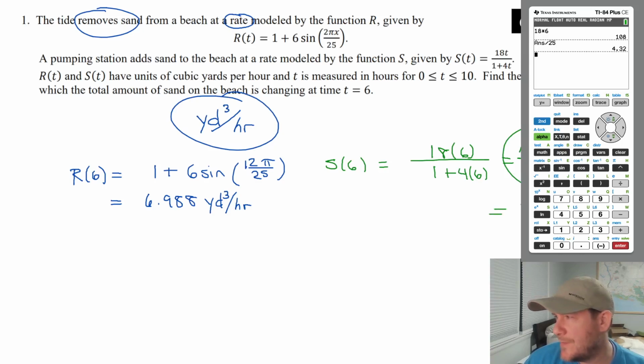This is the one time you don't have to give me all 3 decimals, because this one actually terminates. You don't have to say 4.320 if the decimal terminates. You only have to say 4.320 if there are more decimals after the 0. But here we can stop and say 4.32 cubic yards per hour.